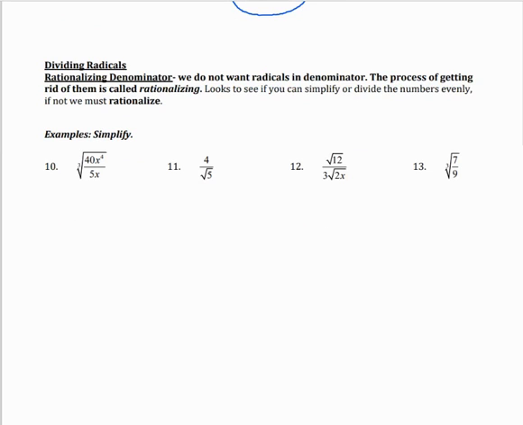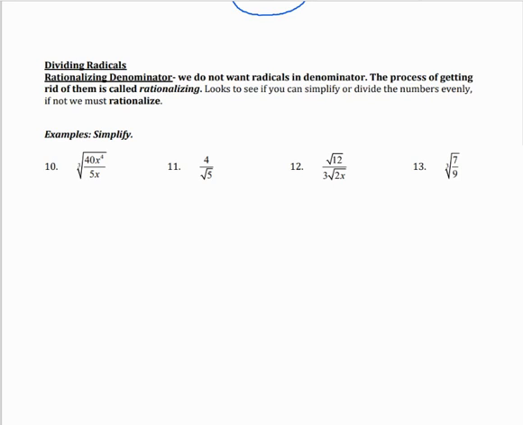Okay, dividing. We're going to look at 2 types of dividing. We're going to have dividing when there's just single terms in the denominator, and then we'll look at dividing with multiple terms in the denominator. So our first thing to do is just to see if you can simplify as is. Can you just reduce that fraction? Can you take the square root or the cube root of both?